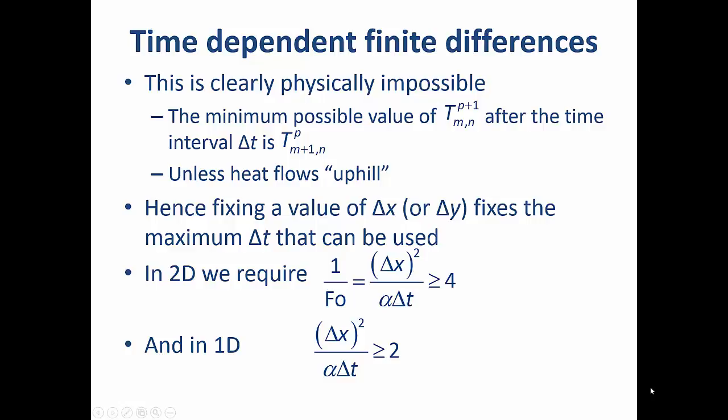This means that once you've fixed the size of your mesh, you've fixed the maximum time interval that can be used. In 2D, it turns out that this maximum temperature interval is given by the equation delta x squared over alpha delta t is greater than or equal to 4. If you were working in 1D, very similar equation, except it would be greater than or equal to 2.